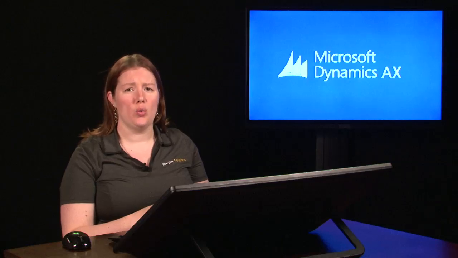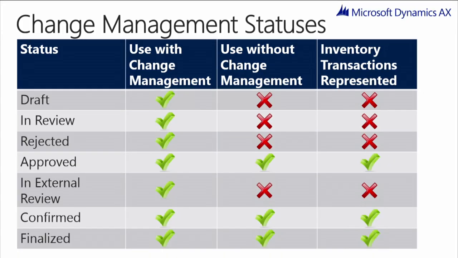In addition, a workflow must be configured for purchase orders to use the change management feature. By default, change management is not activated, therefore it must be turned on. Let's review the statuses of a purchase order when change management is used. Here you can see the full list of statuses: draft, in review, rejected, approved, in external review, confirmed, and finalized.